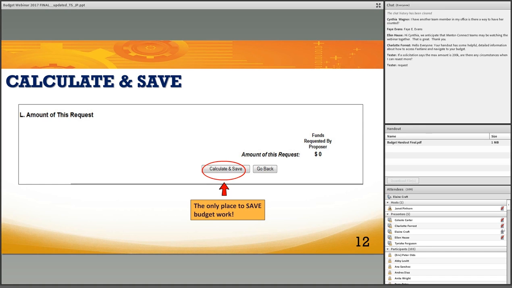One last thing to note on this slide. A Calculate option appears at the end of each budget section. It is helpful to calculate as you go along so that you can keep an eye on budget section totals. Beware, however, that the Calculate function does not save your information should you exit the system. I will show you where you have the option to save your work.